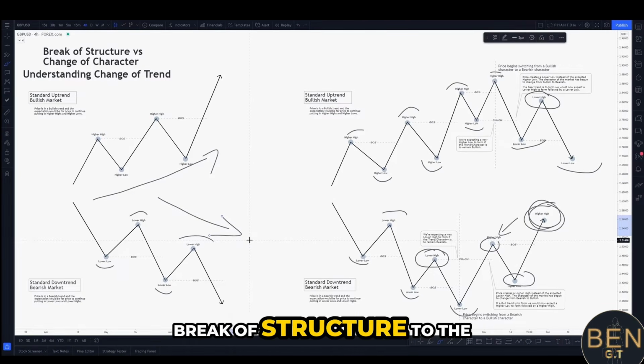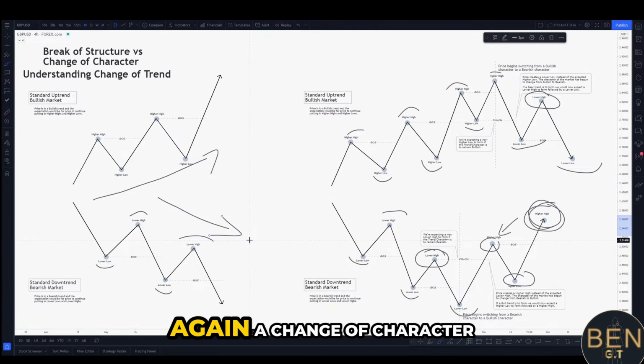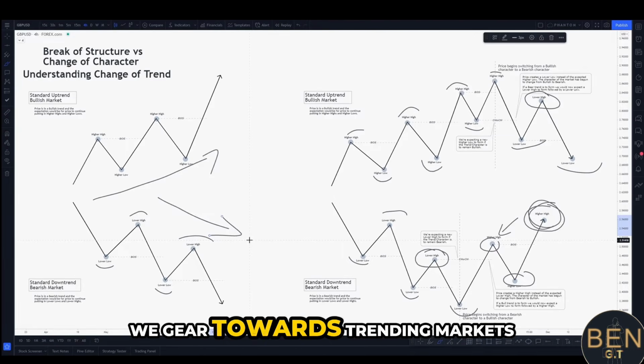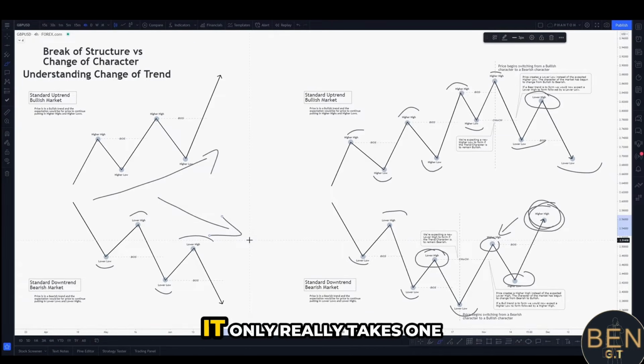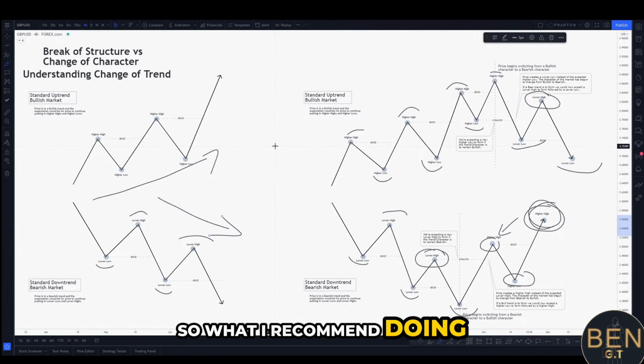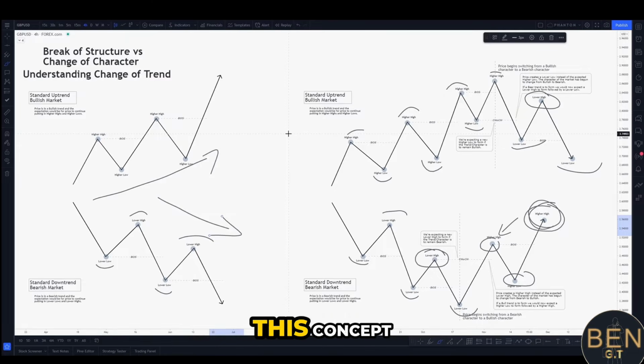So if we see a break of structure to the upside in a bull trend, we're expecting higher highs and higher lows, and we're seeing higher highs forming via that break of structure. Now, if we're seeing higher highs and higher lows, but then that higher low is broken via break of structure, that's a change of character. Again, a change of character is a break of structure that changes trend. A break of structure is simply a break of structure, but more often than not, we gear it towards trending markets, because at the end of the day, it only really takes one opposite break of structure to change a trend. So therefore, a change of character is one point of a break of market structure. So what I recommend doing now is just really familiarizing yourself with this concept, how it relates.